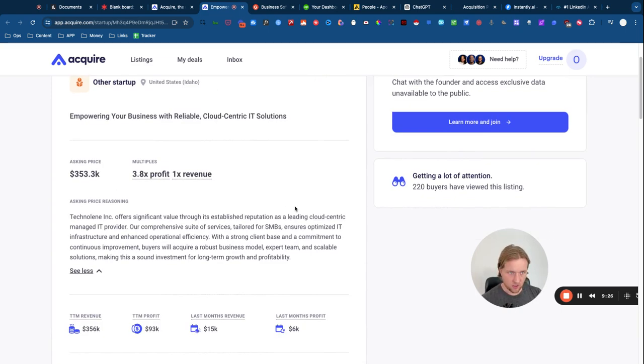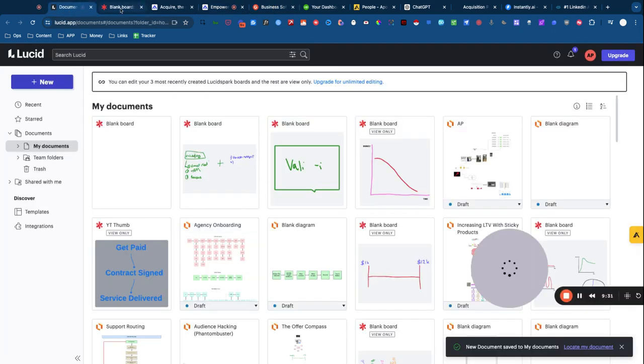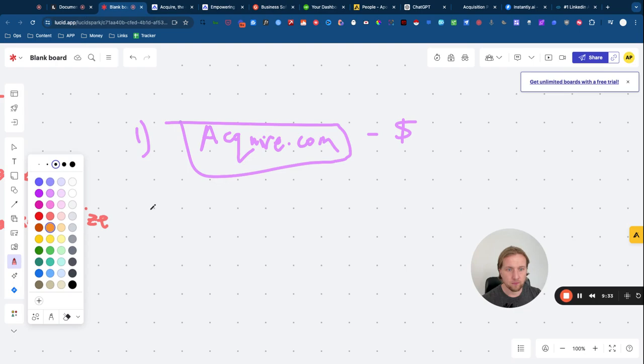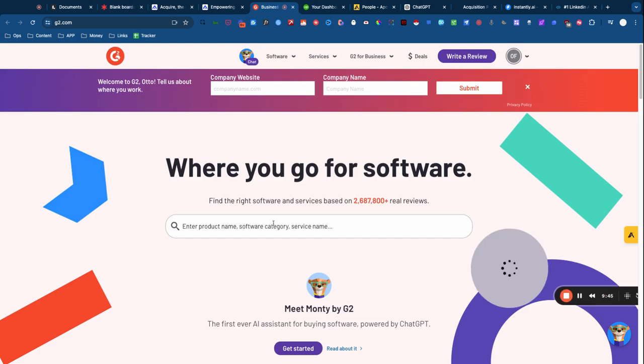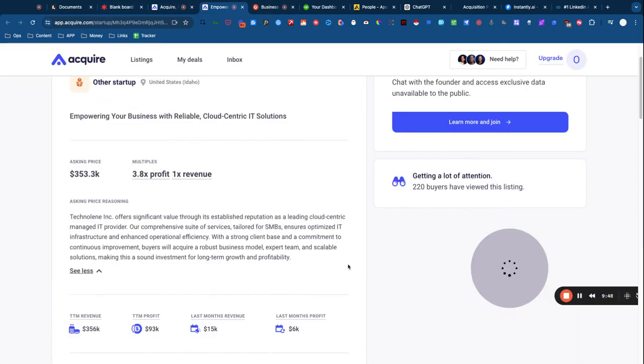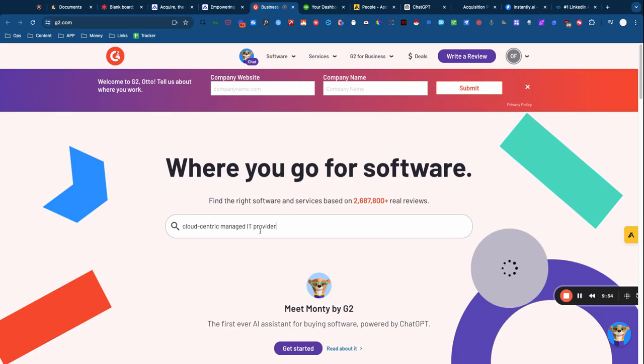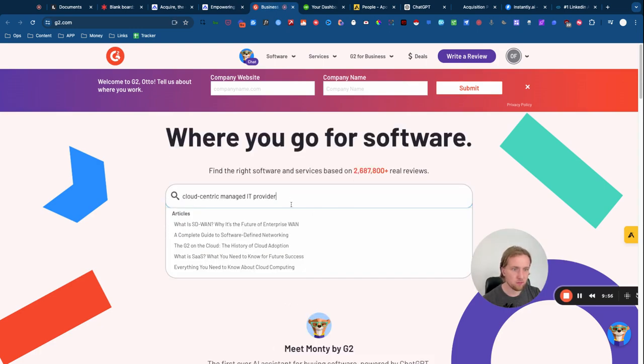Now, what you want to do next is go to G2. And the reason you want to go to G2 is that you want to be able to find a gap in the market. And the way that you find a gap in the market is by looking at the pros and cons of the existing competitors and the landscape that they're operating in. And what I do, and you can sign up here, is I take the description of what that company is, cloud-centric IT provider, and I type it into G2.